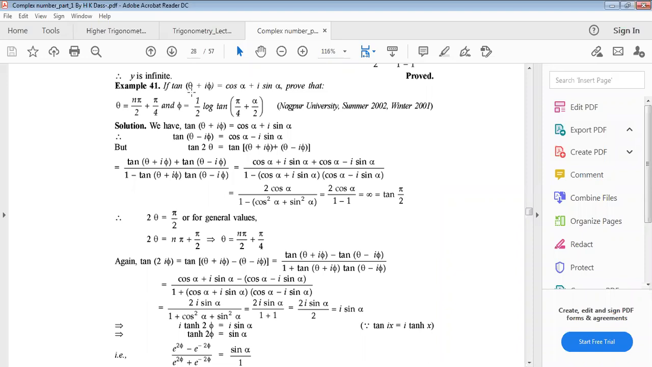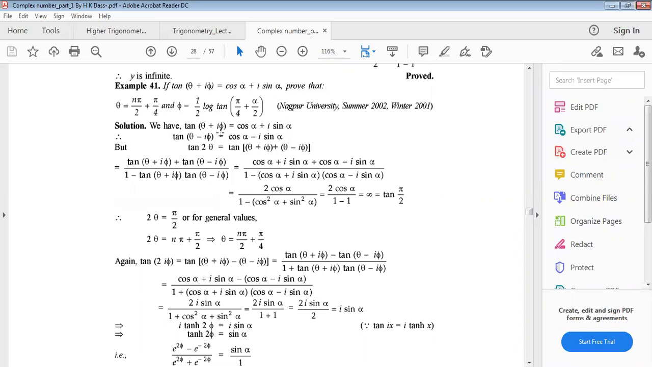If tan(θ + iφ) = cos α + i sin α, then prove that θ = nπ/2 + π/4 and φ = (1/2) tanh⁻¹ or log(tan(π/4 + α/2)). Now we have tan(θ + iφ) = cos α + i sin α.